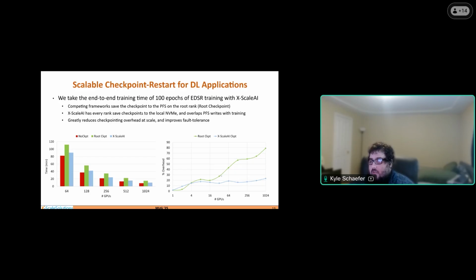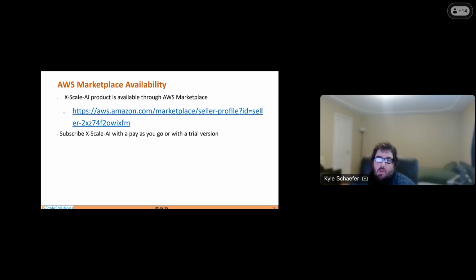And we support scalable checkpoint restart. Normal competing checkpoint frameworks save the checkpoint to the parallel file system on the root rank, while in X-Scale AI, every rank saves its checkpoint to its local NVMe, and then we overlap that file system write with training. So this reduces checkpoint overhead at scale.